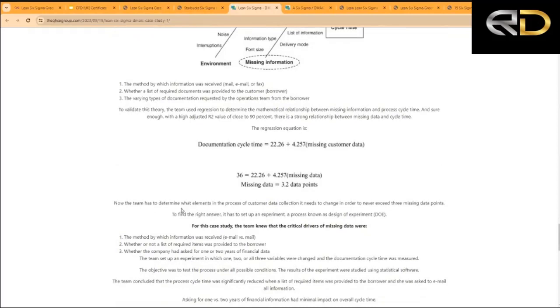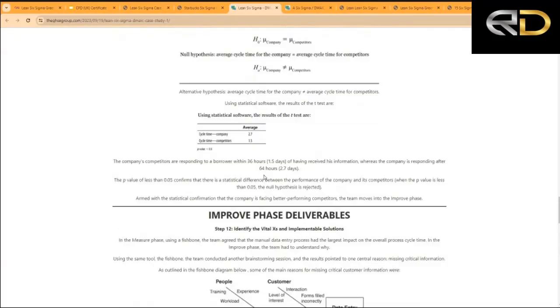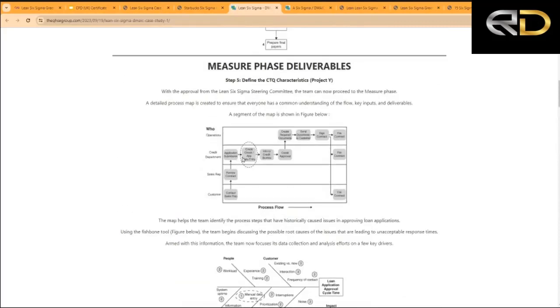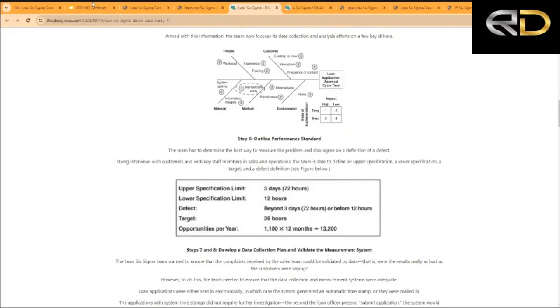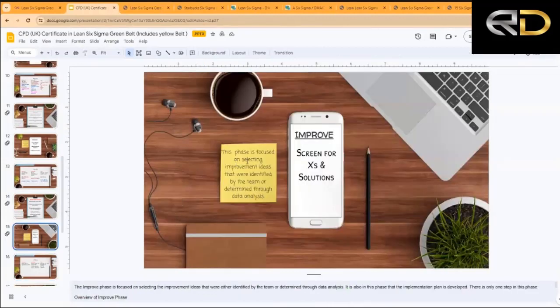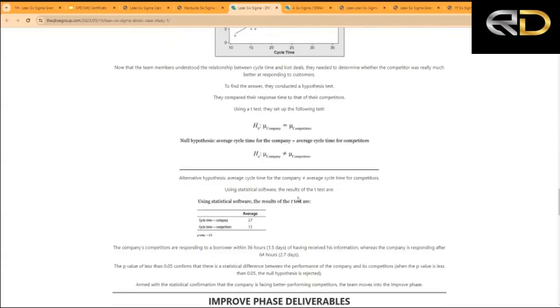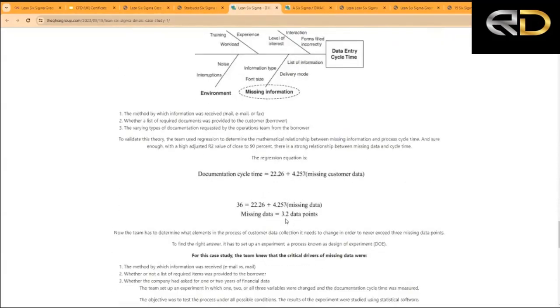So now the team has to determine what elements in the process of customer data collection they need to change in order to never exceed 3 missing data points. Because if you exceed 3 missing data points, it is going to result in delay right here. And indeed, that's why this step is causing historical issues. And that is what you want to do here, isn't it? We want to select improvement ideas. So what improvement ideas can we have to keep missing data points from exceeding 3 on credit card applications?